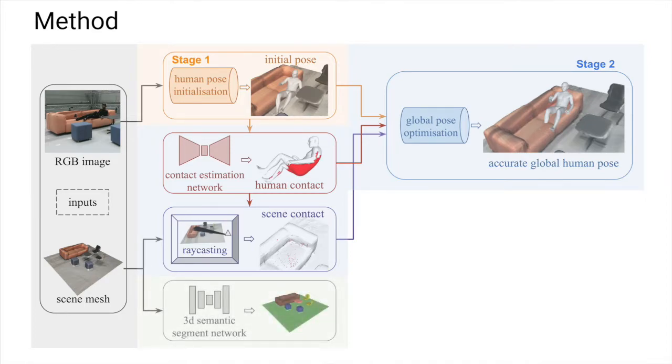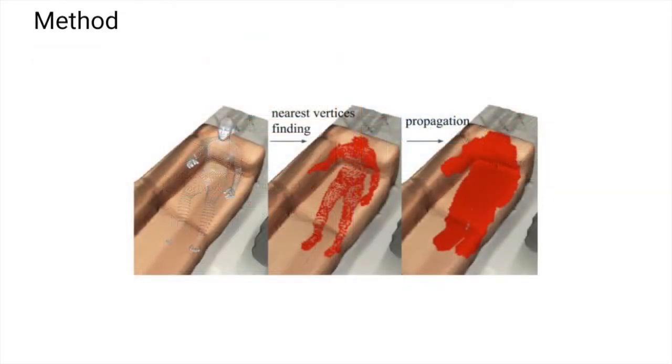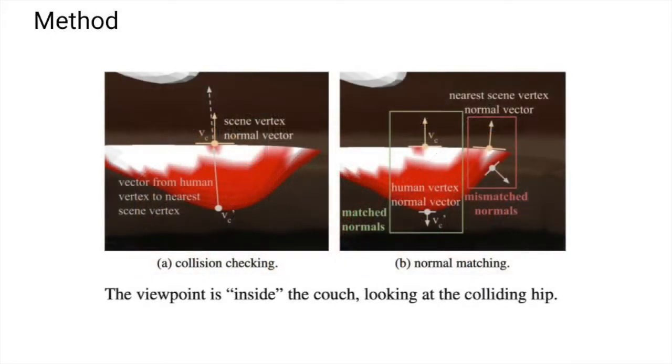In the third stage, we firstly determine the rigidity flags of the scene surfaces by semantically segmenting the input mesh. Then, we further filter the movable vertices by finding the nearest neighbors of the human body on the scene and propagating them into a movable area. Next, by our collision checking and normal matching schemes, we select control vertices out of the movable area to be used as anchor points for scene deformation.